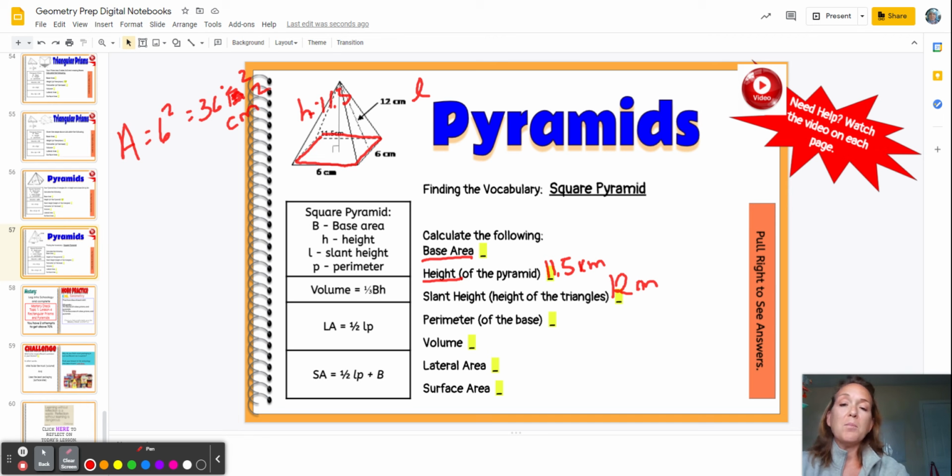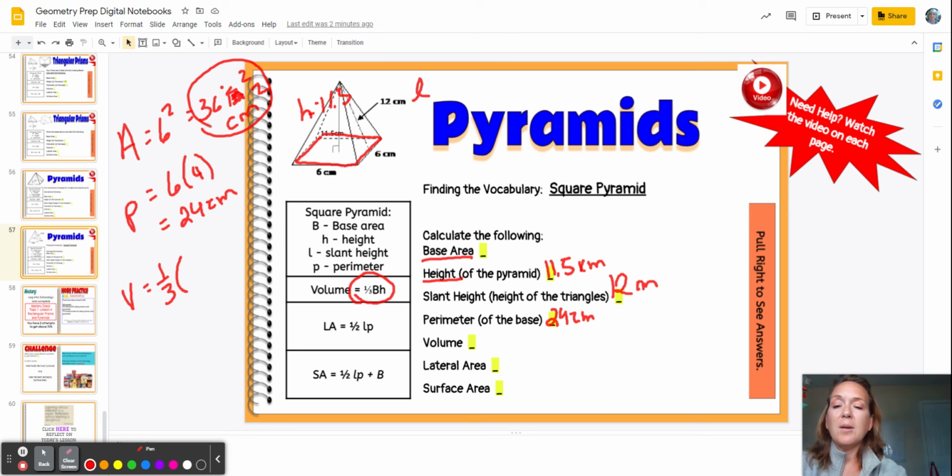Then we got to find the perimeter. The perimeter is the distance all the way around. So here the perimeter is going to be 6 times 4, or 24 centimeters. Perimeter, 24 centimeters. Volume, remember, pyramids and cones have to be sliced into thirds. So 3 pyramids make a rectangular prism, 3 cones make a cylinder. So if I do volume, 1/3, that whole base that we found up here, so we don't have to recalculate it, we can just substitute it in, times the height. Make sure you're using the actual height, which is that 11.5.